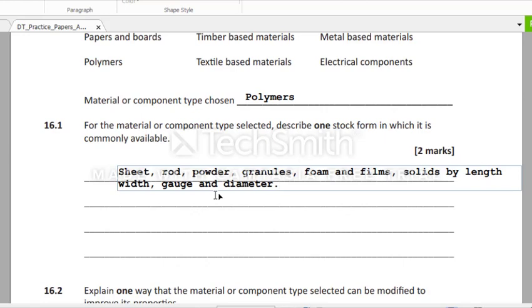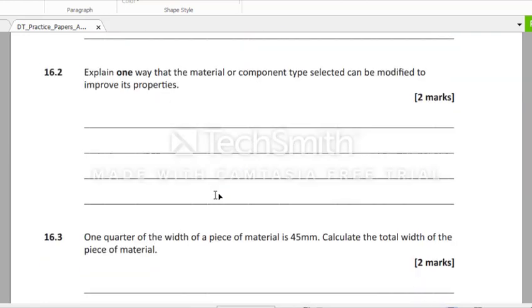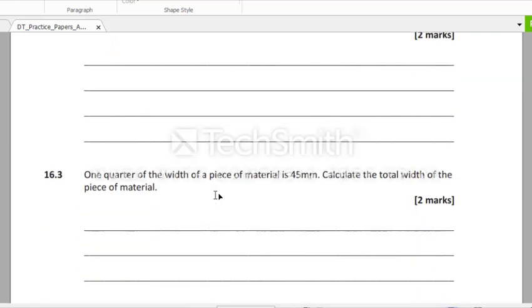Okay, right, so question 16.2 says one quarter of the width of a piece of material is 45 millimeters. Calculate the total width of the piece of material. You would get 1 mark for the calculation. So let's do that now. Full width equals 45 times 4. This would get you the first mark, so let's put in brackets 1 mark. And then full width equals 180 millimeters. And there's the answer. Okay, so you get the 2 marks there.